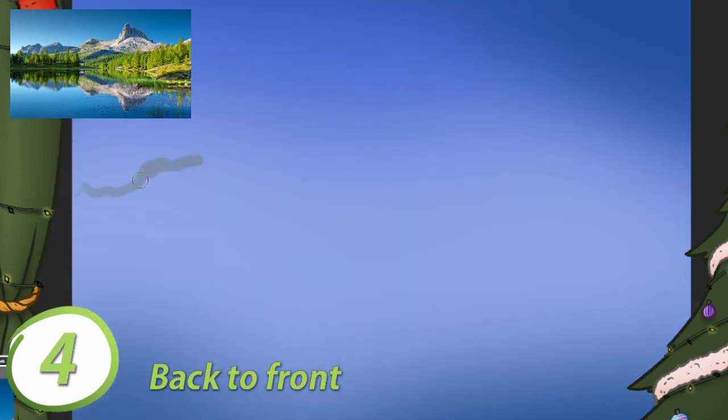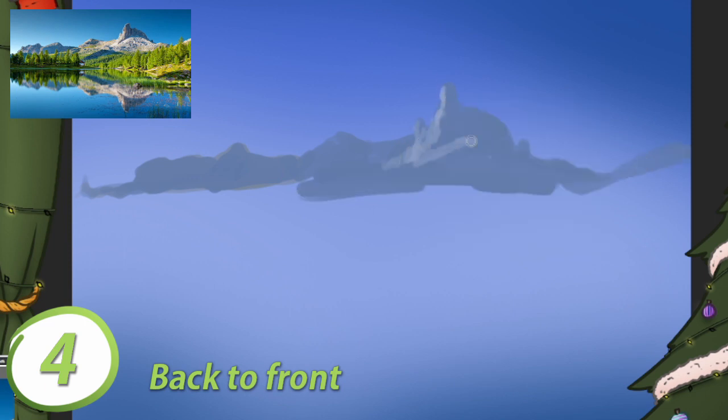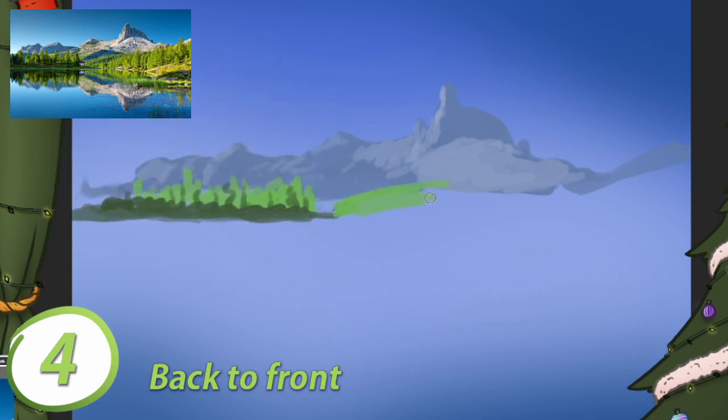Tip number 4. When drawing landscapes, start from the back and work your way all to the front. You can add details by drawing over the things that you have already drawn. It's much harder to do it backwards, and you can always go back later and add smaller details.